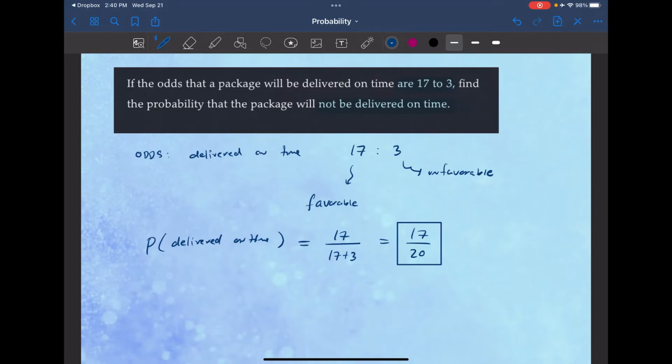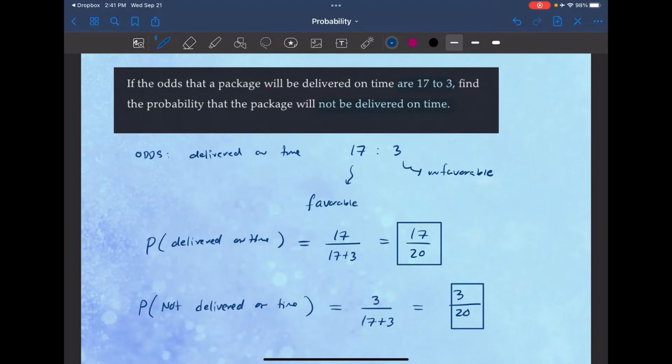But we're not interested in that event. We want to know the probability the package will not be delivered. So we're looking at the complement of the event that we looked at. So it'll be unfavorable chances: 3 over 17 plus 3, so that would be 3 over 20. That's the probability that it will not be delivered on time.